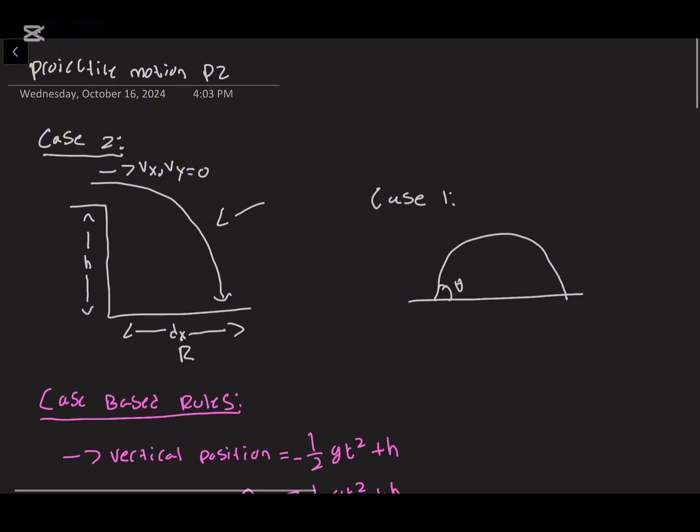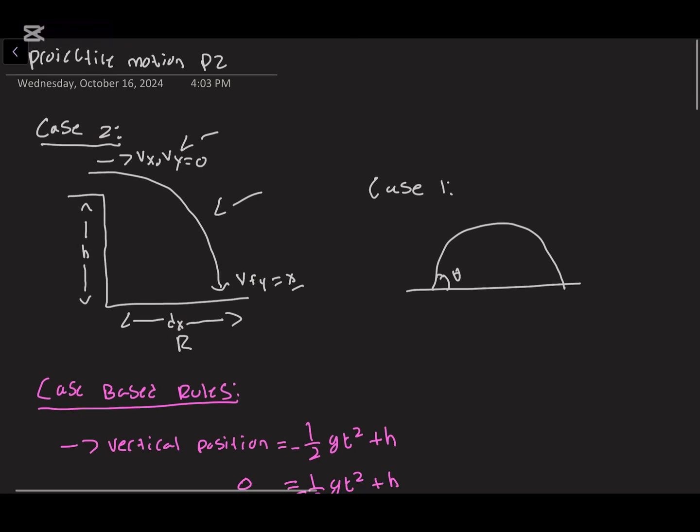Just some quick general overview of this case. Initially for VI, there will be a VIX because it is a horizontal launch. VIX has a value. However, because it's a horizontal launch, there's no y component. So VIY, the initial velocity in the y direction, will be equal to 0, because it's a horizontally launching object. There's no initial y component. However, there will be a VFY, so this will have a value. Let's just say x for now, but this will have a value.